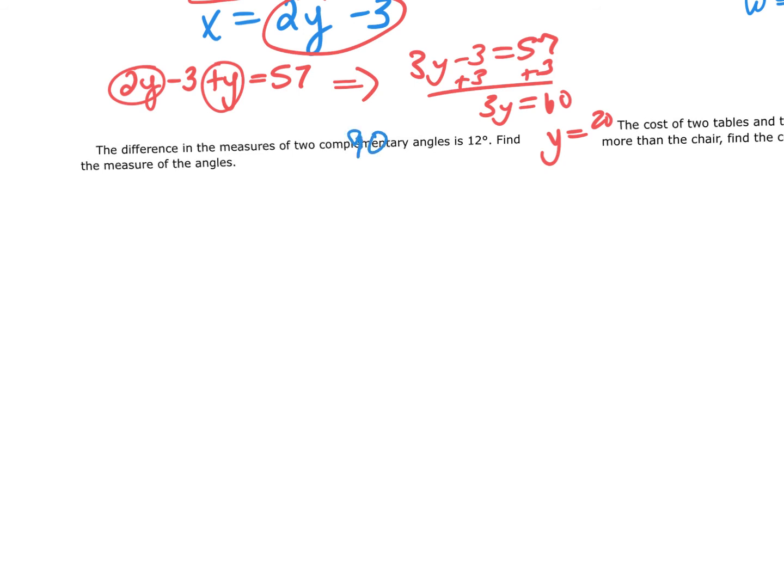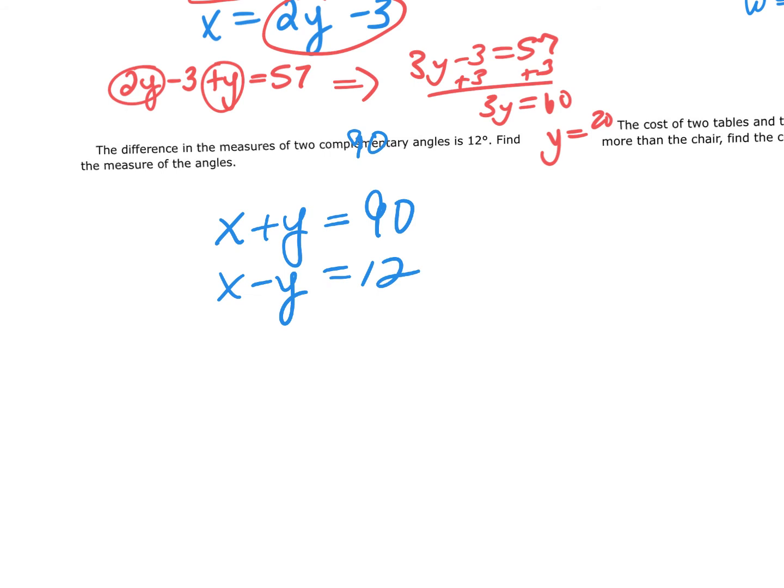So I have 2 angles, yes? I'm going to call them X and Y. If we're talking about 90 degrees, what's my first equation? X plus Y equals 90. Perfect. It says the difference in the measures of these 2 angles is 12. What does that mean? X minus Y equals 12.